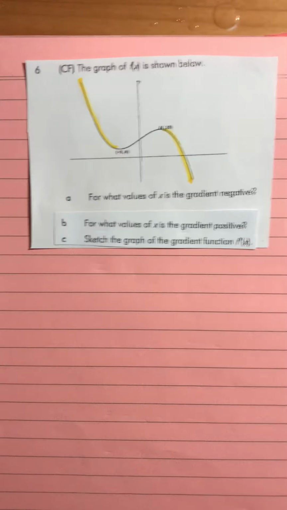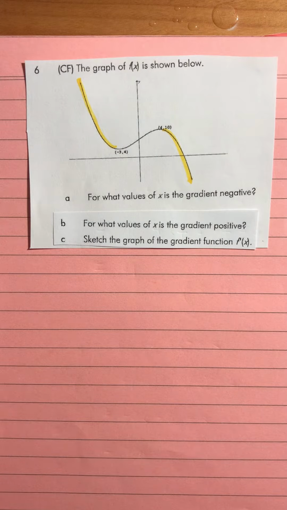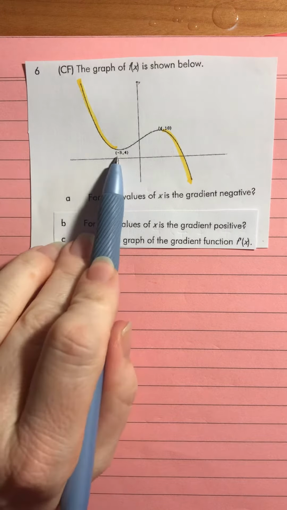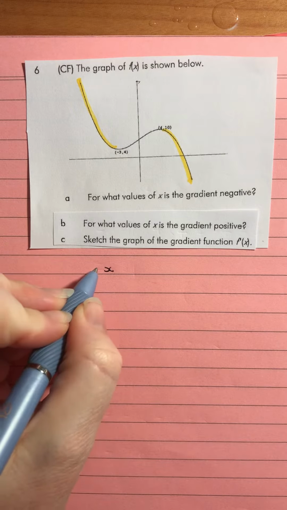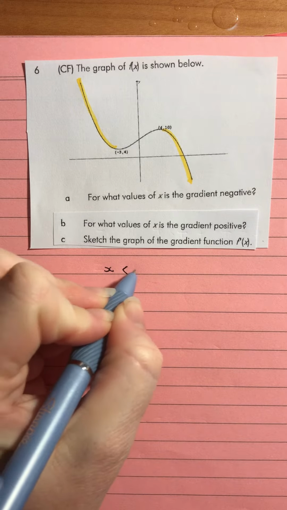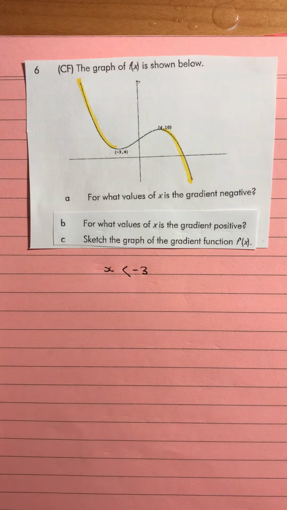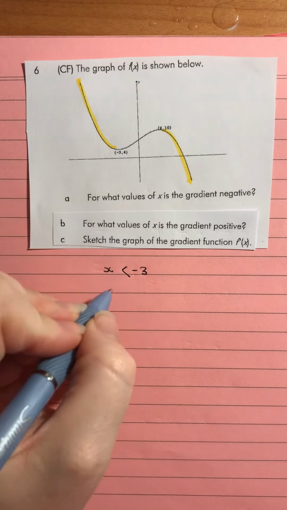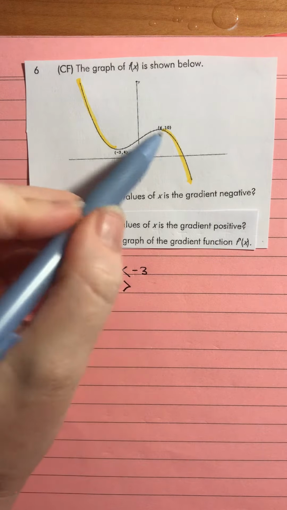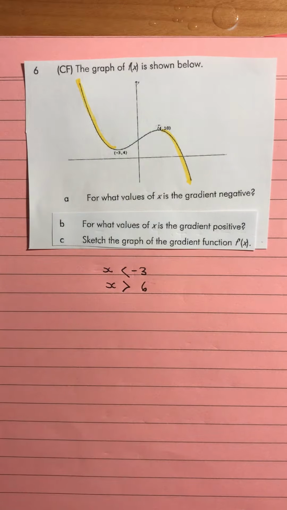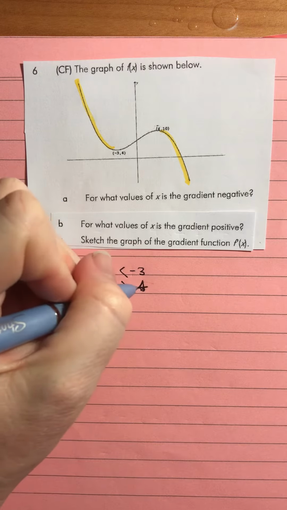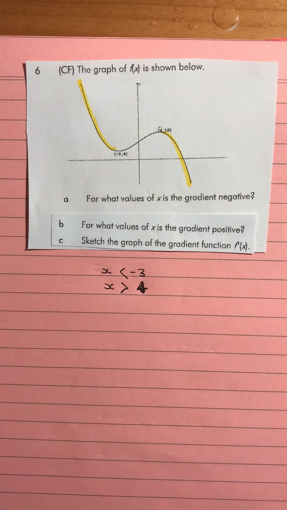So we know that we've got our coordinate here of negative 3, 4. So when x is less than negative 3, it's going to have a negative gradient. And when x is greater than, and that looks like a 6 there for that point, or is it a 4? Maybe it's a 4. So we'll know for those parts of the graph, it's going to have a negative gradient.